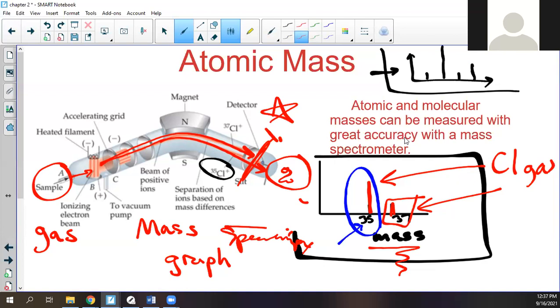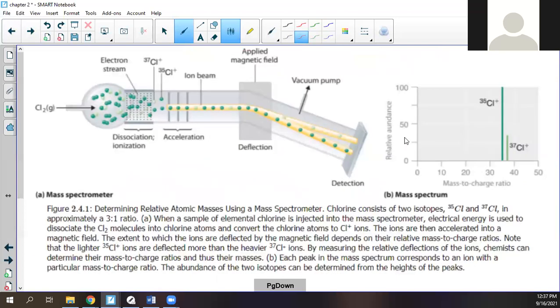This is a picture of what we call mass spectroscopy. It's the spectrum of masses from a mass spectrometer. Okay, now this is in your reading. I'm sure you read it last night. It shows you the same exact thing. The gas is ionized, it goes around the corner, and gives you two.